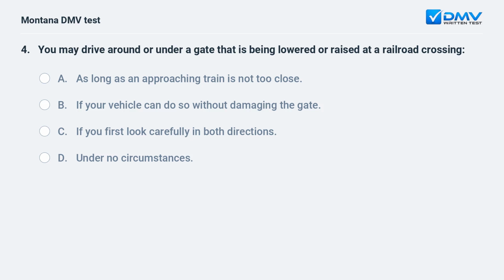You may drive around or under a gate that is being lowered or raised at a railroad crossing. A, as long as an approaching train is not too close. B, if your vehicle can do so without damaging the gate. C, if you first look carefully in both directions. D, under no circumstances.